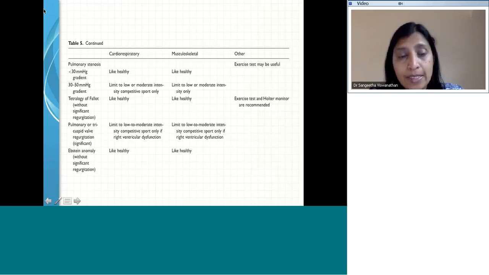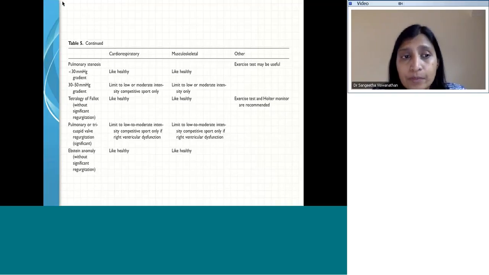Then we move on to pulmonary stenosis. Mild pulmonary stenosis can be treated like healthy. Moderate, you limit to low to moderate intensity competitive sport. Tetralogy of Fallot, once it has been repaired, can be treated like healthy. These patients often need an exercise test and Holter because you know that they are a subgroup that are prone to arrhythmias. So exercise-induced ventricular tachycardia, for example, is an important thing to look for, or any ventricular arrhythmia on Holter monitoring. They can also have SVTs, as you're aware.